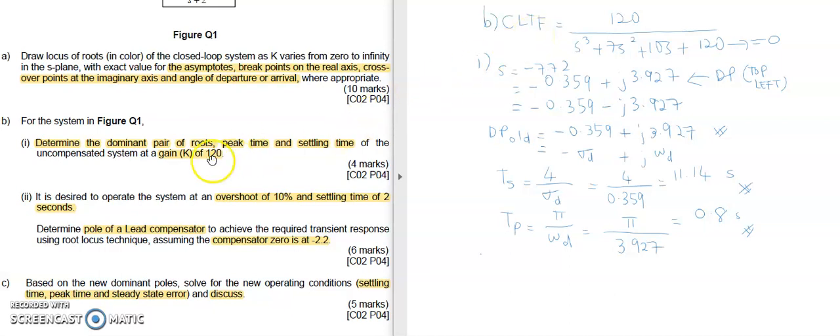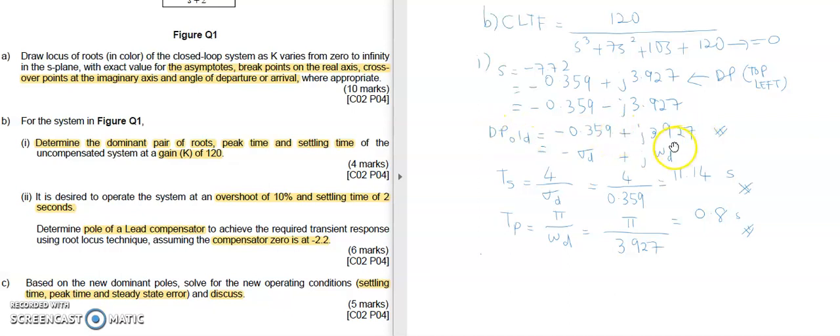Okay, so for this one, plug in the value of gain K 120 into the closed loop transfer function. To determine the dominant poles, you need to determine the roots from the denominator of the system. So based on this denominator, determine the roots. The complex conjugate roots are your dominant pair of roots. Choose the top left with the positive imaginary value as your dominant pole, label as O, because you will have the new dominant pair of roots in the next question.